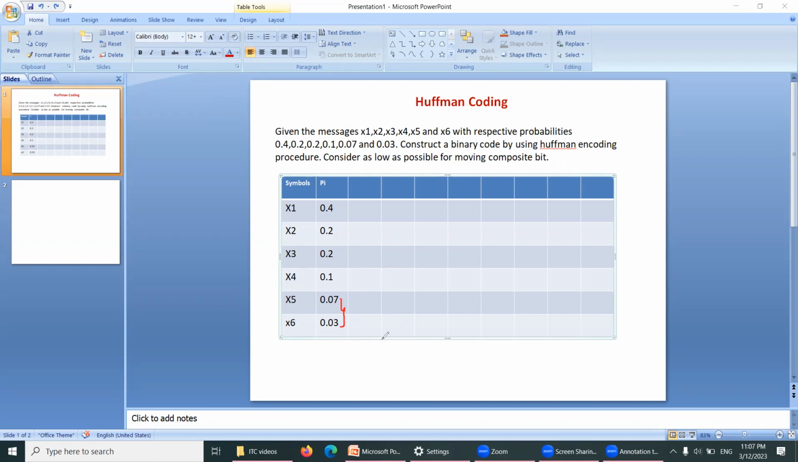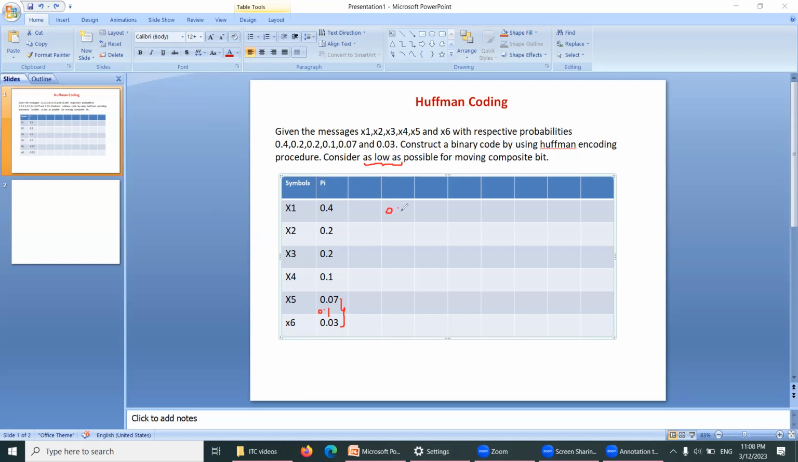Here the probabilities are 0.4, 0.2, 0.2, 0.1. When I add the last two, 0.07 plus 0.03, I get 0.1. Where should I place this 0.1? I already have a 0.1. Either I place this above that 0.1 or below it. But they have given the condition as low as possible, so I will generate the new probabilities.